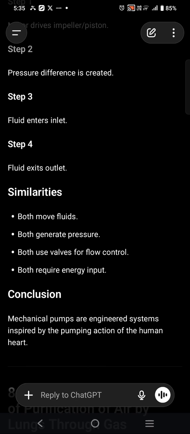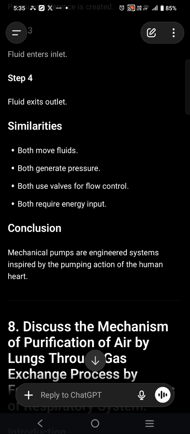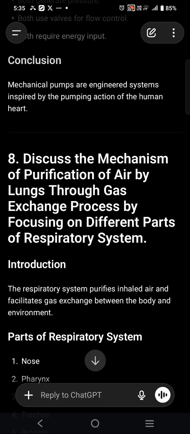Both move fluids, both generate pressure, both use valves for flow control, both require energy input. Mechanical pumps are engineered systems inspired by the pumping action of the human heart.